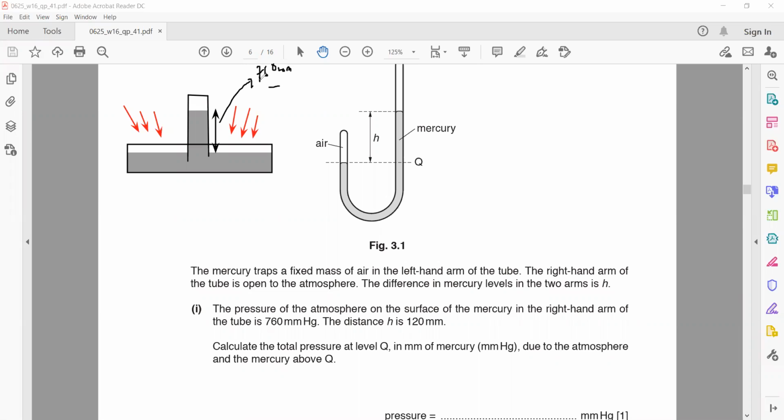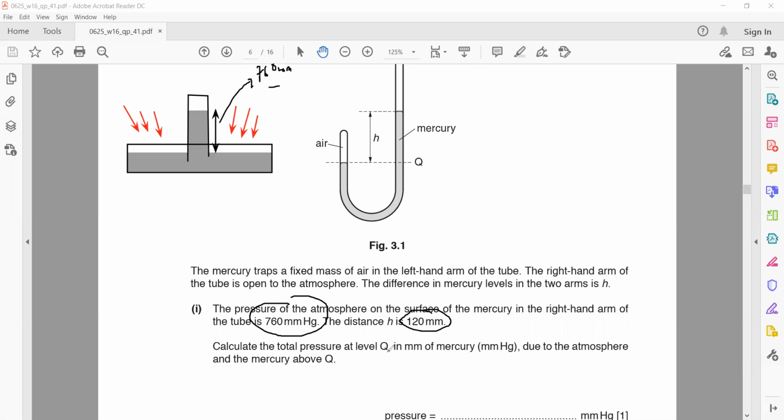So we can say the pressure due to the atmosphere is 760 millimeters. 760 millimeters actually represents that if this pressure is applied on a mercury barometer, it will cause the mercury to rise, so the difference in the level of mercury in the container and the tube will be 760 millimeters. So this is also a unit of pressure. The atmospheric pressure is 760 millimeters and the distance h is 120 millimeters.